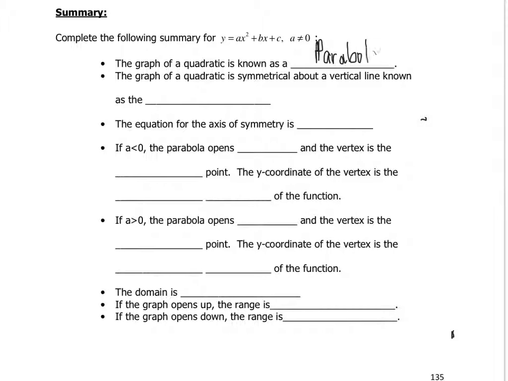Okay, parabola. And the graph of a quadratic is symmetrical about a vertical line known as the axis of symmetry. The equation for the axis of symmetry is x equals -b over 2a, or the x coordinate of the vertex.